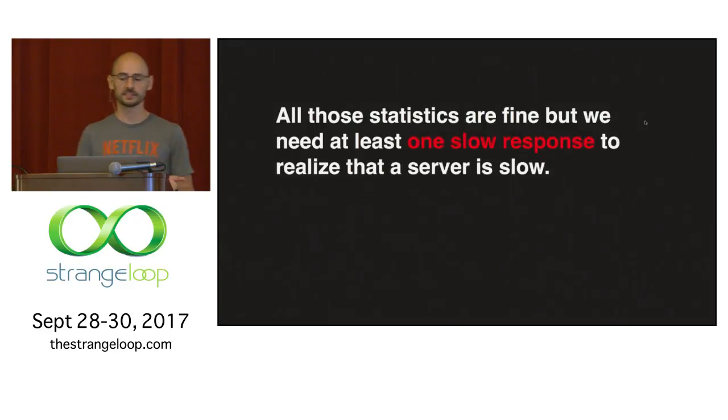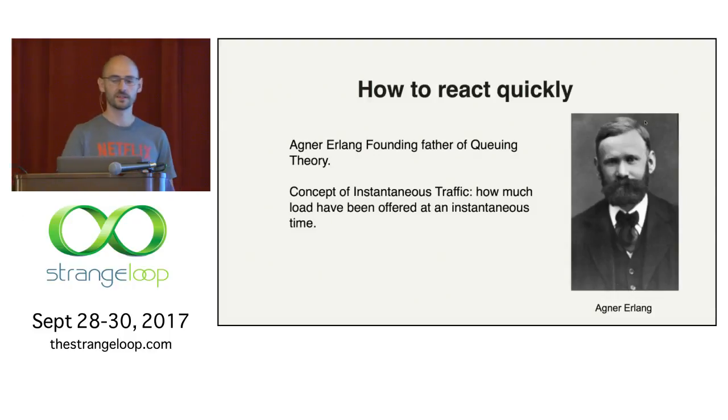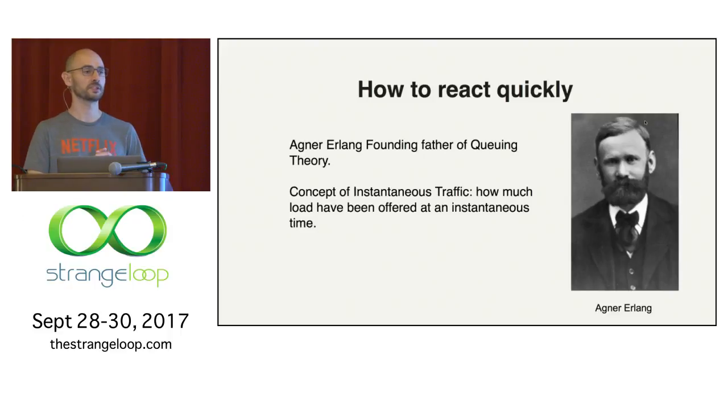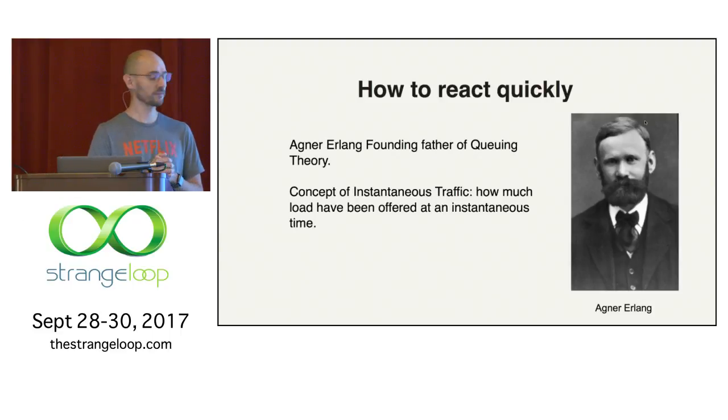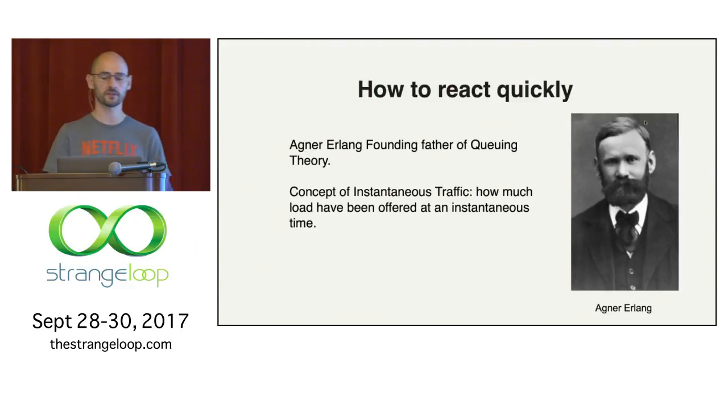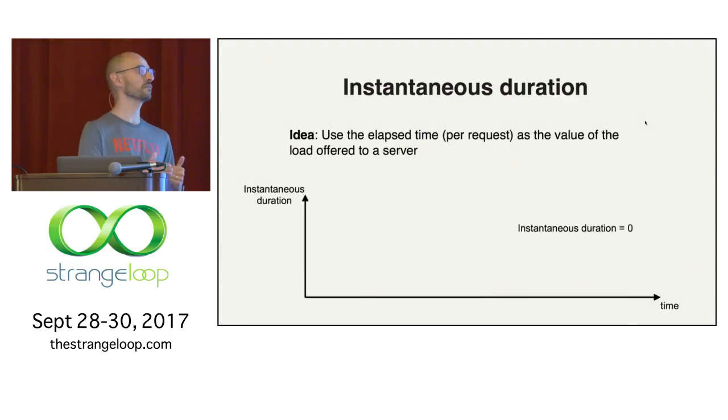So all those statistics are fine, but the big problem is we need one slow response to realize that the server is slow. We would like to know that the server is slow before it actually replies to us. That's kind of interesting. So that guy is Agner Erlang, nothing related to the programming language. He was not a programmer, he was a mathematician. He's the founder of queuing theory. And in his original paper, he had this concept of instantaneous traffic, which basically means at any point in time, how much load did you offer to servers? And we'll use that as our measure of the instantaneous value of the load.